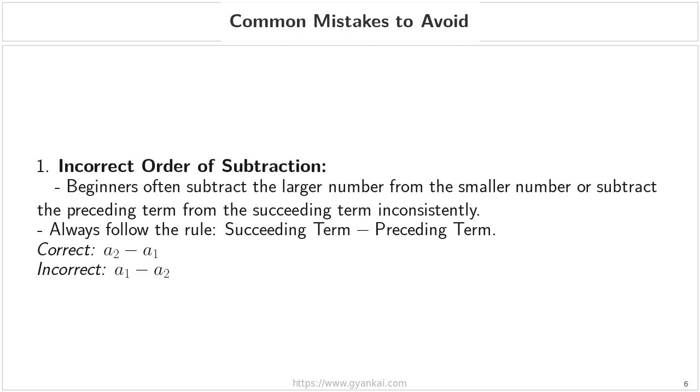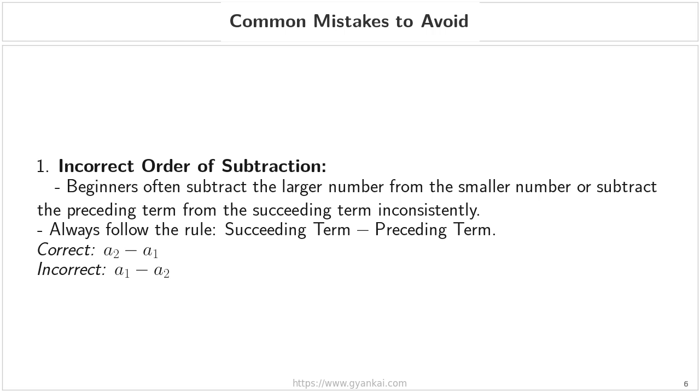First, let's look at the incorrect order of subtraction. When we are calculating the common difference, I have seen many beginners accidentally subtract the larger number from the smaller one, or they switch the order inconsistently. To avoid this, you must always follow one strict rule: always subtract the preceding term from the succeeding term. In other words, take the later term and subtract the earlier term.